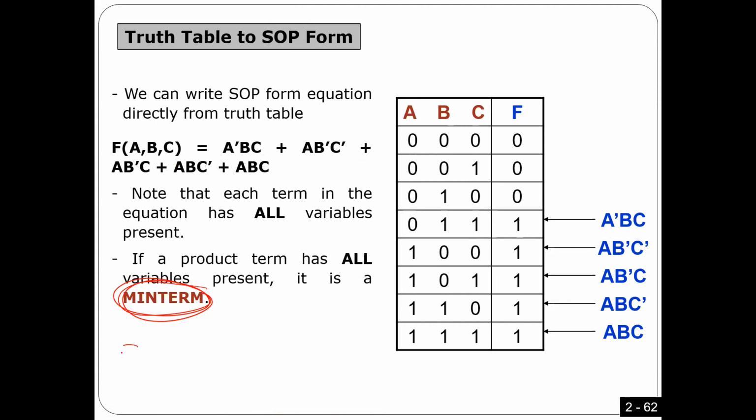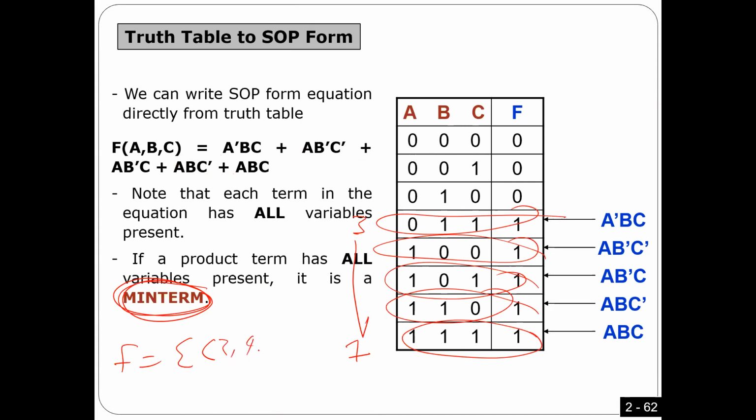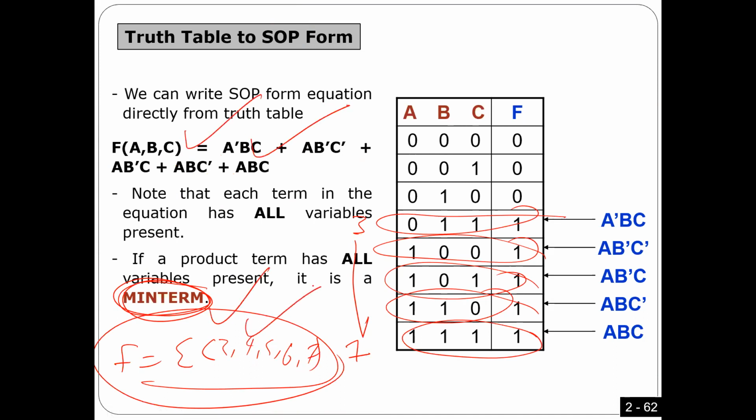Min terms. So here I can say f equals summation of, and I look at the location of the ones. So we have ones starting from number 3 until 7. So 3, 4, 5, 6, 7. That's it. So this is a function. So now I can represent the function this way. I can also represent it using a truth table. This is another approach. Is that okay?